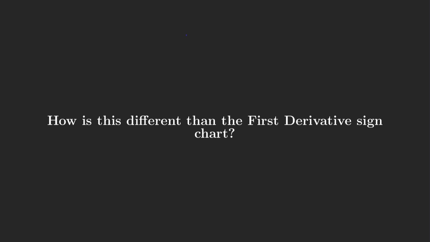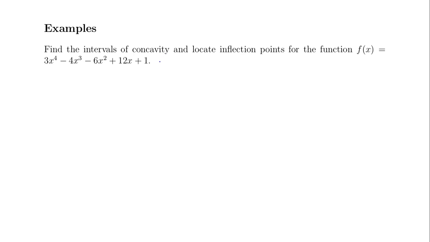So, okay, how is all this stuff different than the first derivative sign chart? We said we were looking at where the second derivative changes sign, and so we can use the intermediate value theorem and all that kind of stuff. What we'll notice is that it's not really different at all. So here's an example. Let's find the intervals of concavity and locate inflection points. Now, again, when we talk about intervals of concavity, we're really going to say where is f double prime positive, where is f double prime negative. The inflection points: where does f double prime switch signs?